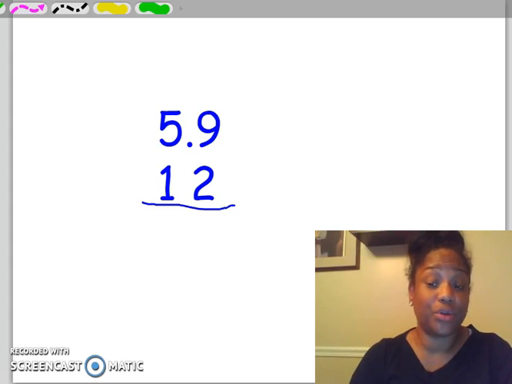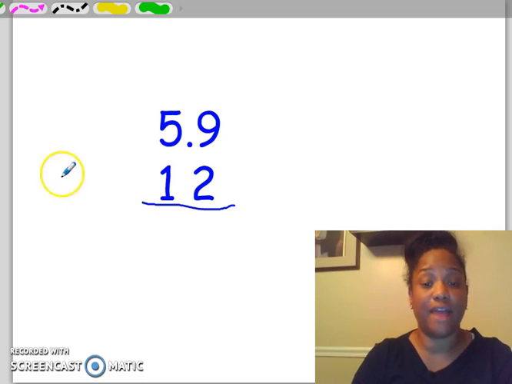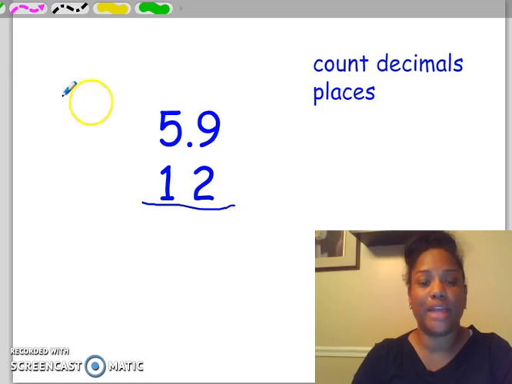Hi, I'm here to show you how to multiply using decimals. So our first problem is 5 and 9/10 times 12. The first step is to evaluate each number to see how many decimal places each number has. So why don't we go ahead and do that?